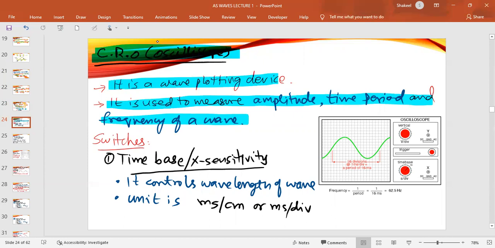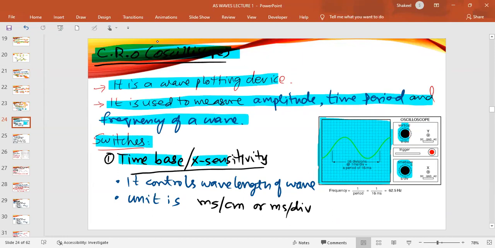Here in the diagram is a simple sketch of the CRO. This is known as the grid, which I am coloring with blue. Then it has two switches, one is the vertical and one is the time base. So there are two switches, and it plots a waveform on the grid.